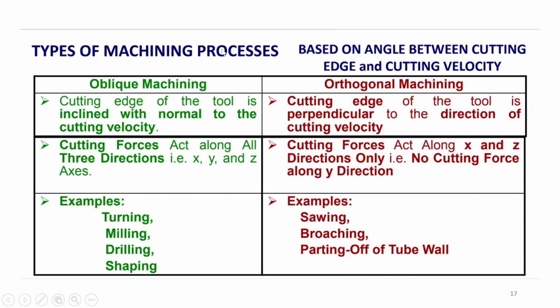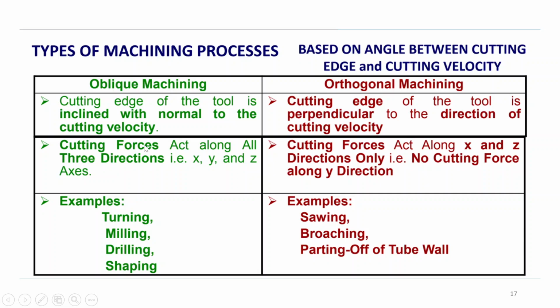And now machining processes are based on the angle between cutting edge and cutting velocity. So these are classified into two types: oblique machining and orthogonal machining. In case of oblique machining, the cutting edge of the tool is inclined with the normal to the cutting velocity. In orthogonal, the cutting edge of the tool is perpendicular to the direction of cutting velocity.